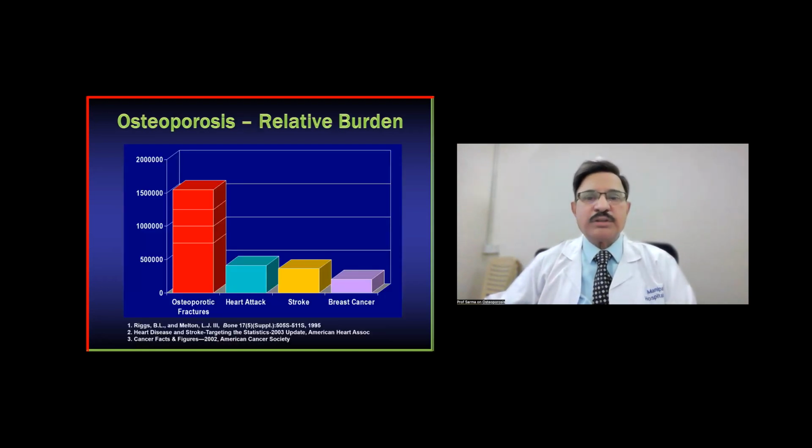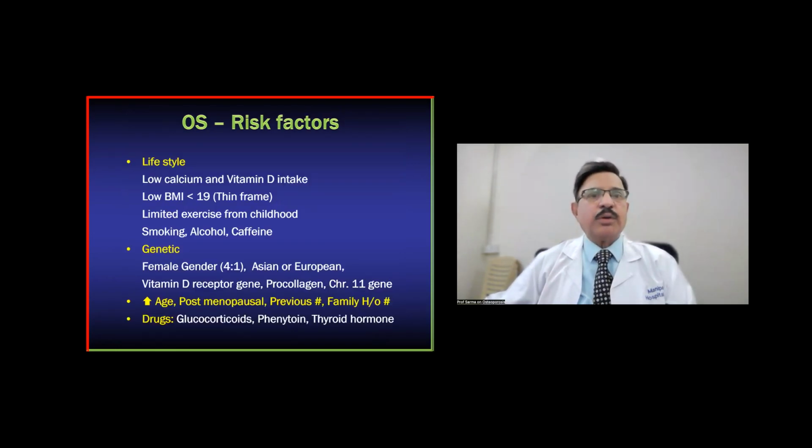See, osteoporosis, relative burden. Look at the numbers, staggering, and the references are there. Osteoporotic fractures, 150 followed by 15 followed by 5 zeros. Heart attack, 500,000, that is 150,000. Stroke, little less. Breast cancer. We give a lot of importance to stroke, heart attack, and breast cancer. Least importance we give to osteoporosis. And it is not only a morbid disease, it is a mortal disease. Somebody suffers fracture, within 1 year, 20% die. They don't know that.